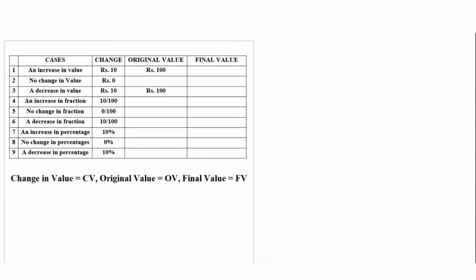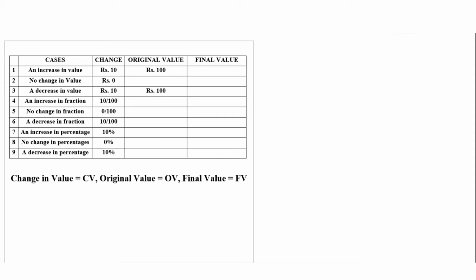Now, the next thing which is important here, which is a part of the basics, is that any change requires 2 entities. For example, if I refer to the 5 columns, excluding the column for enumeration and the cases that we are discussing, we will see that there are 3 broad columns. One is the change, which is the change in value. Then the next one is the original value, and the final one is the final value. So for a change in value to happen, the remaining 2 values should be known to us.